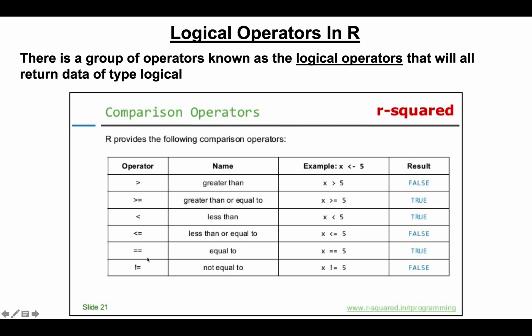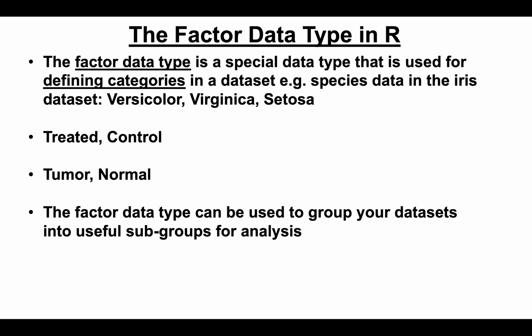So those are the logical operators. We'll be working with those as we go along here. And then the last common data type in R is the factor data type. This is a special data type that's used for defining categories in a data set.